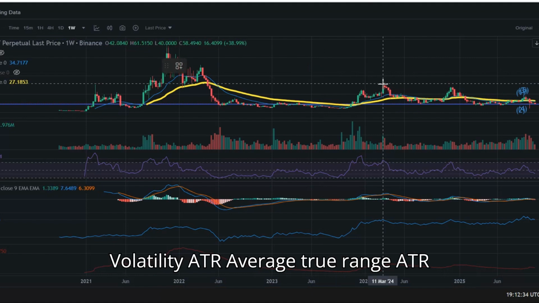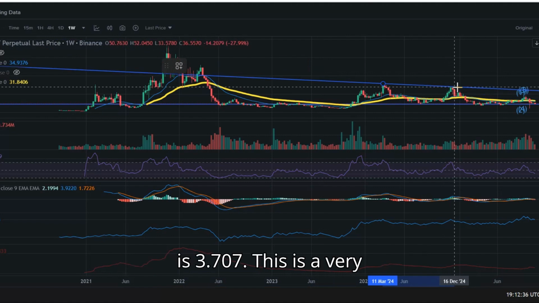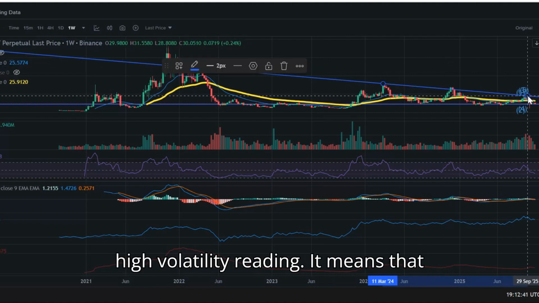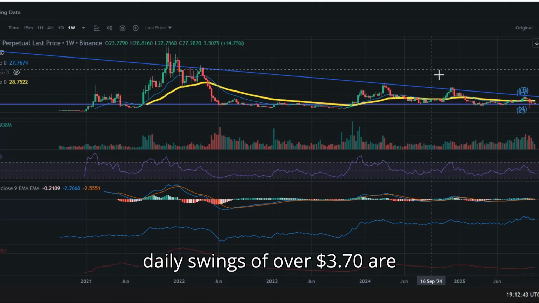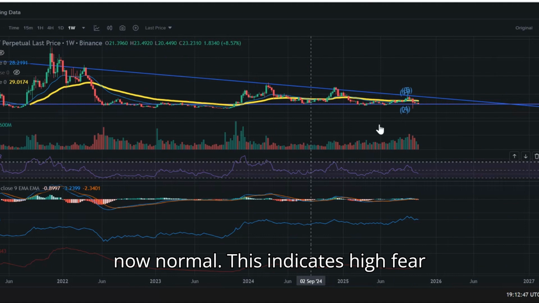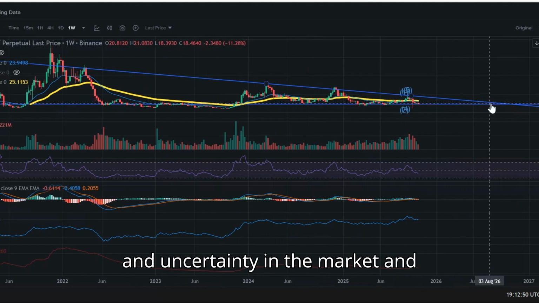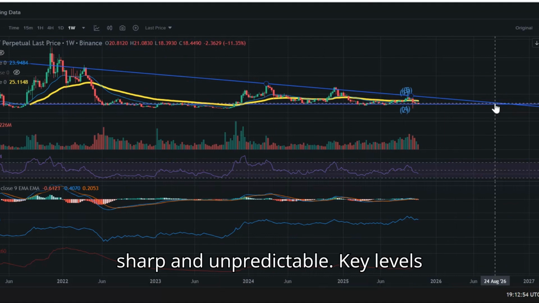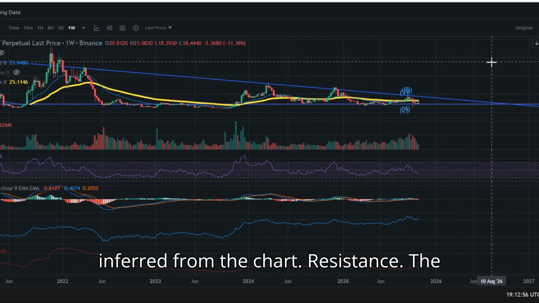5. Volatility, ATR. Average true range, ATR, is 3.707. This is a very high volatility reading. It means that daily swings of over $3.70 are now normal. This indicates high fear and uncertainty in the market and suggests that any moves can be sharp and unpredictable. Key levels, inferred from the chart.